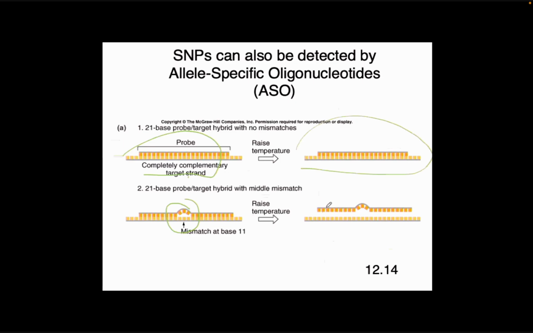So what you have to do is find the correct temperature that distinguishes between a perfect match and a mismatch. You can think of this as differential hybridization.